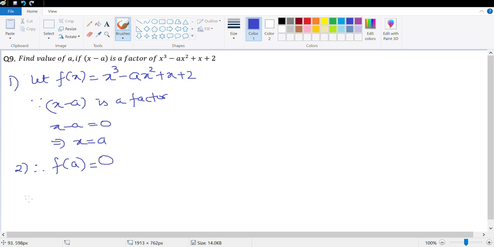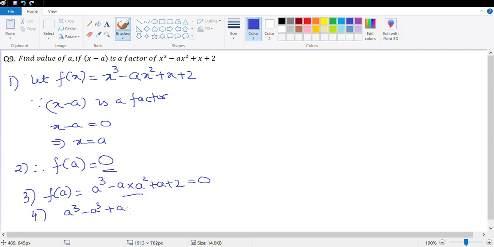Now let's figure out what that value is. f(a), let's substitute the value of x as a instead of x. So that will be a cubed minus a times a squared plus a plus 2, and this is equal to 0 since we figured out that x minus a is a factor. So this is a cube and this is also a cube, plus a plus 2 is equal to 0. a cube minus a cube gets cancelled. Therefore, a is equal to -2. So the value of a has to be -2 if x minus a is a factor of the given expression.